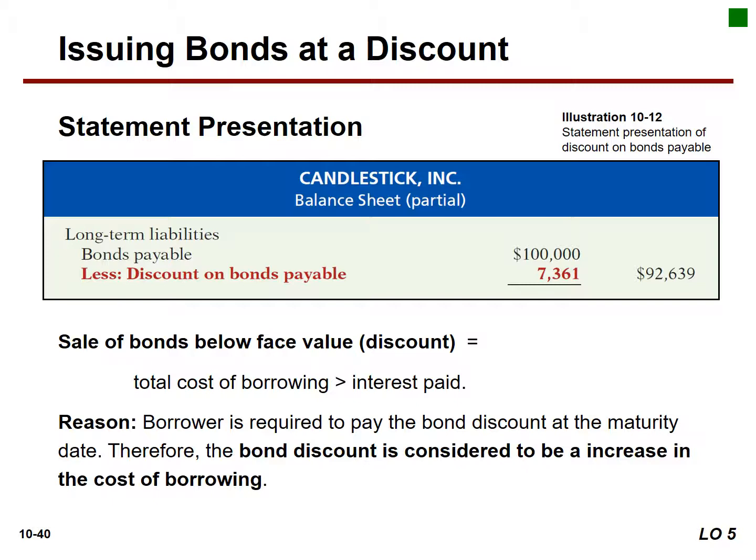This is how we would present these account balances under our long-term liabilities on our balance sheet. We would show the face amount of the bonds payable less the contra liability account, the discount on bonds payable of $7,361. This $92,639, that's called the carrying value of the bond.